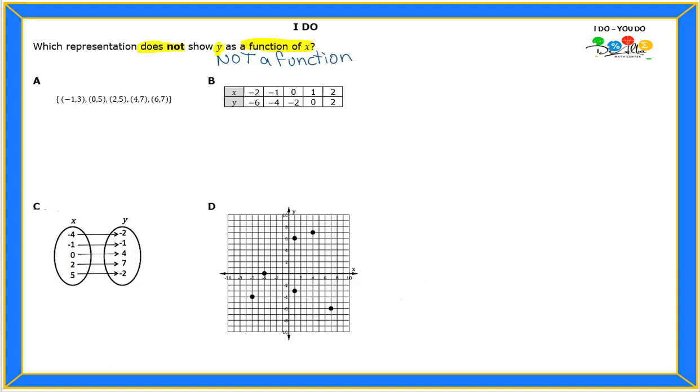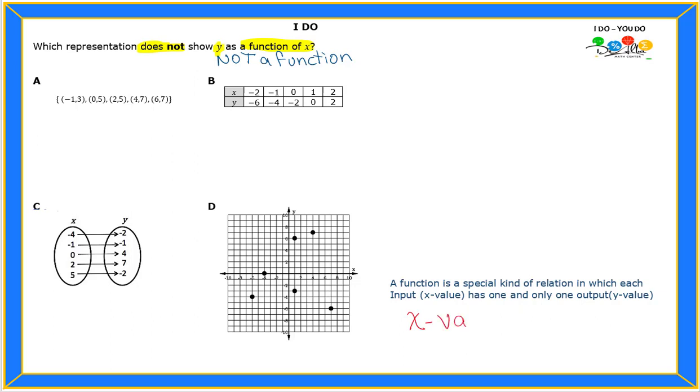Okay, so the first thing we want to do is talk about what exactly a function is, right? So we're going to read the definition that I have here, and hopefully this can help us. My definition says a function is a special kind of relation in which each input x value has one and only one output y value. So if you're wondering what that really means, how about if we put it more simply? We're going to say that x values cannot repeat. How about that?